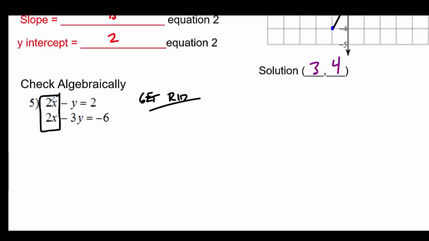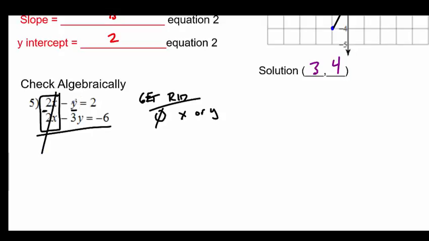Well, here I can see the x's are already the same value. They're both 2's. So what would happen if I subtracted these? I could then get rid of the x's, because 2x minus 2x goes to 0. So we want to make one of the variables go away. We want to either get rid of x or get rid of y. In this case, x was the easy one, so we're subtracting these equations, and the x goes away.